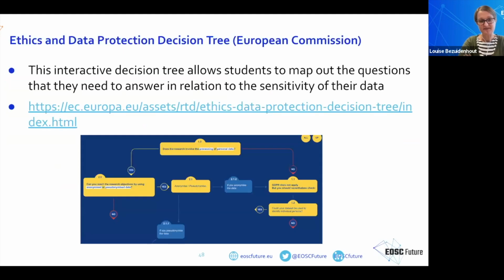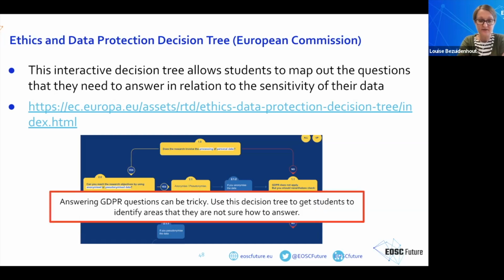In terms of GDPR and sensitive data, I'm a very big fan of the data protection decision tree that was developed by the European Commission. And this is an interactive decision tree that allows students to map out questions that they need to answer in relation to the sensitivity of their data. So it schematically walks people through the decisions that they need to make to identify what level of openness and closeness is appropriate to their data. So it's a really useful way, particularly if you're not a GDPR legal expert yourself, of starting a conversation about GDPR. It's a really useful tool for getting students to identify areas that they're not sure how to answer and starting discussion about these different areas and what needs to be done.